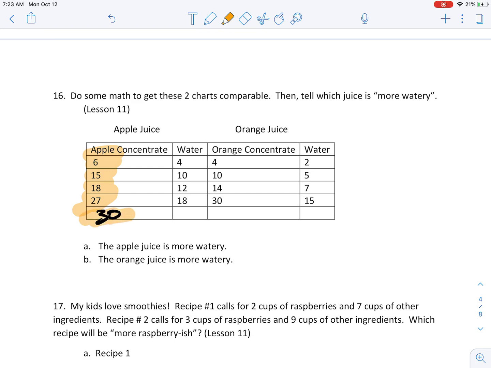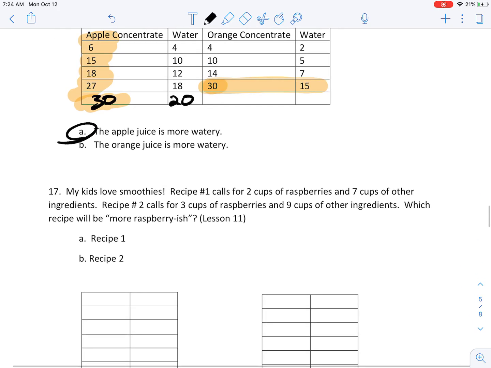Well, if you see now I have two numbers that match, 30 and 30. Okay, but I need to figure out how much water 30 cups of apple concentrate would take. So we know here we're counting up by 2s because it's going from 4 to 10, so it's skipping some numbers. Okay, so 18 plus 2 would be 20. So for every 30 cups of apple concentrate, we need 20 cups of water. But if we compare that to the orange juice concentrate, for every 30, we need 15 cups of water. So which juice would be more watery? Letter A, apple juice.